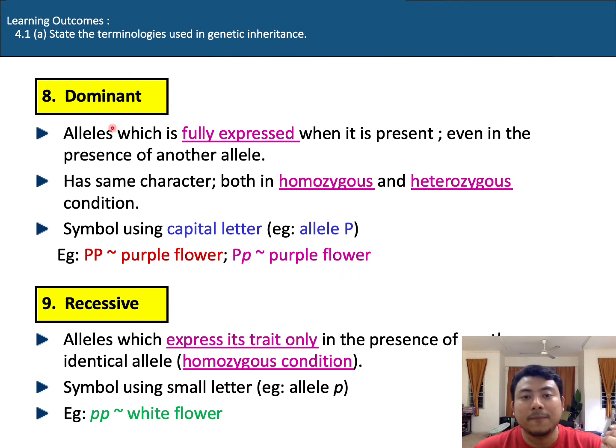It's a dominant trait. On the other hand, recessive ni, alleles which only express their traits in the presence of both identical alleles. Maksudnya biasanya simbol yang digunakan ialah small letter, allele P kecil. Only bila small letter p baru dia akan express white color. Maknanya bila ada recessive gene dengan recessive gene, baru dia akan tonjolkan ciri-ciri genetik yang it represents.